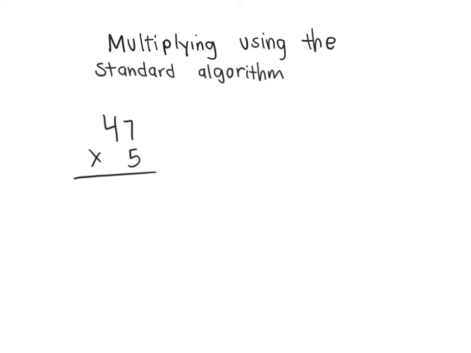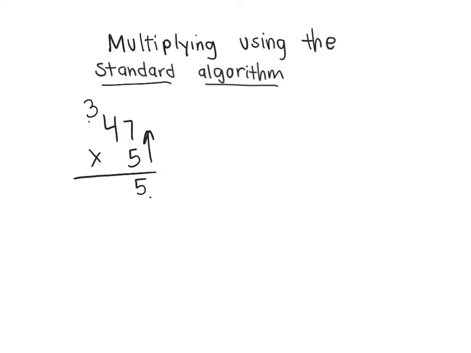Okay, so when we are multiplying using the standard algorithm, that's the way that you probably first remember learning multiplication. So again, the first thing we multiply is straight up. So we do 7 times 5. 7 times 5 is 35. So we put the 5 down and we bring the 3 up. And it should look like the number 35. If you wrote it the other way, it would say 53.